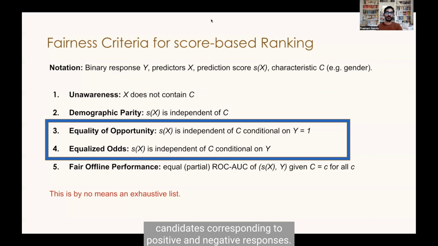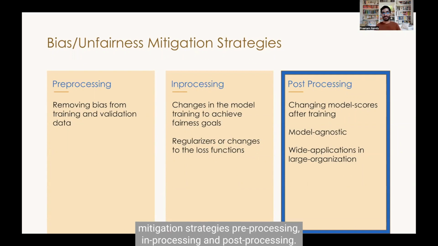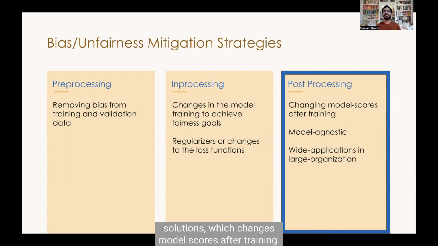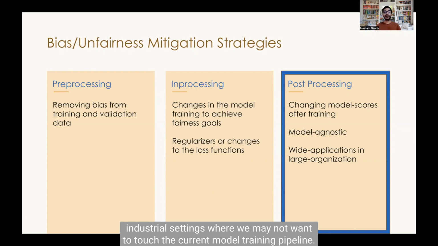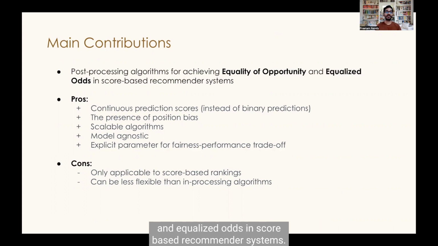Broadly speaking, there are three types of bias mitigation strategies: pre-processing, in-processing, and post-processing. In this work, we consider post-processing solutions, which change model scores after training. This is a highly desirable property in large-scale industrial settings where we may not want to touch the current model training pipeline. Our main contributions are post-processing algorithms for achieving equality of opportunity and equalized odds in score-based recommender systems.